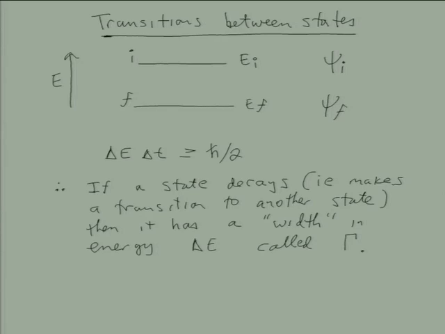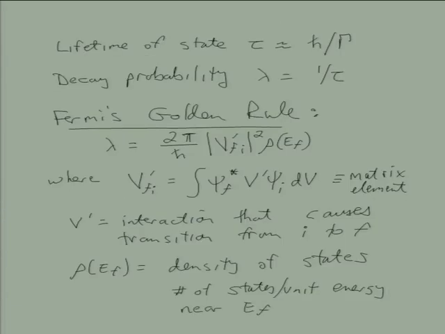So this state has a width, gamma, that's a measure of the uncertainty of the energy of that state. And the lifetime and the width are related to one another through the uncertainty principle. So the lifetime, which we'll call tau, is h bar over gamma, where gamma is the width. And the decay probability, the rate of decays, we call lambda, it's 1 over the lifetime.